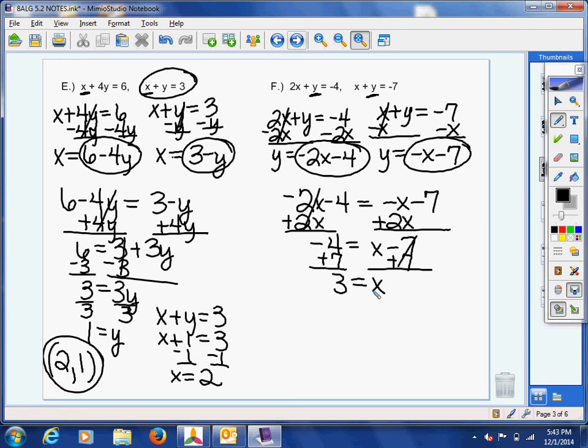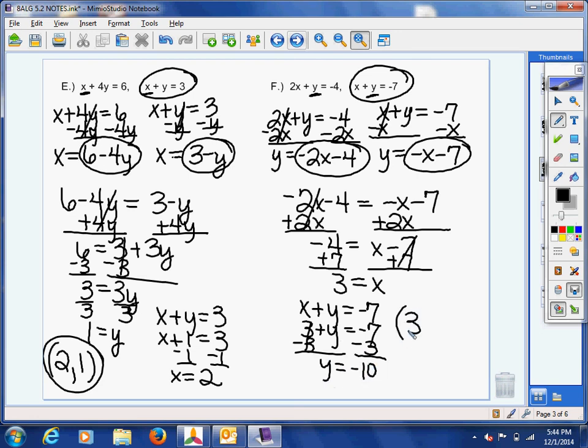So you just choose whichever original equation looks easier for you to plug into. Now I like that one. x plus y equals negative 7 just seems not as complicated. So I'm going to take away 3 from each side, and it looks like y is negative 10. So it looks like my point is (3, negative 10).